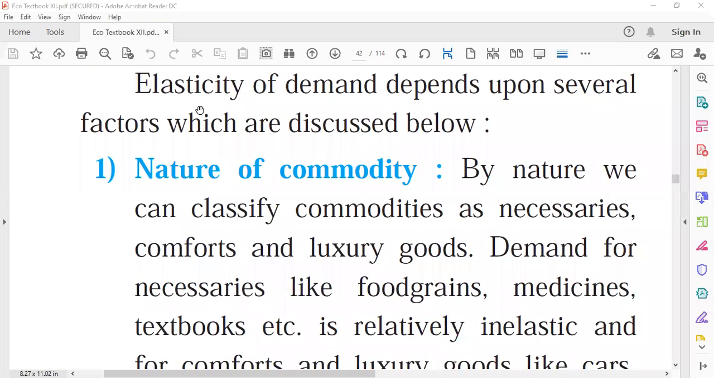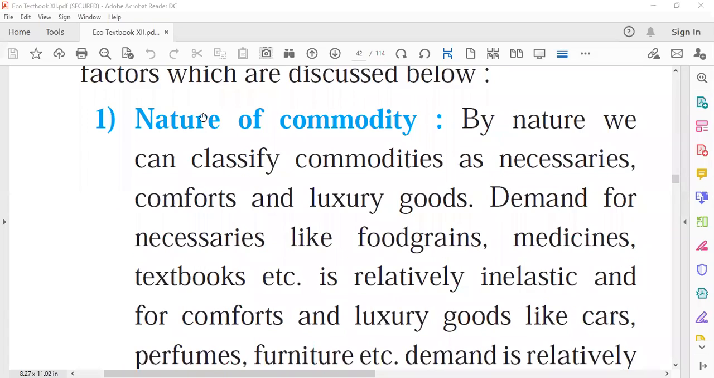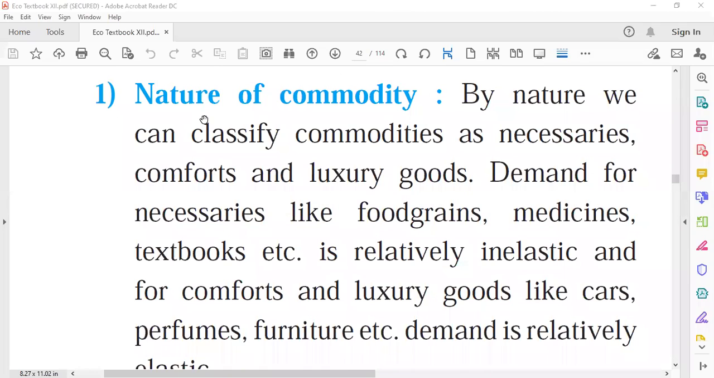Now we'll see that there are a number of factors which affect the elasticity of demand. So the elasticity of demand depends on different factors. First one is the nature of commodity. What does elasticity depend on? The nature of commodity, that is, what kind of goods it is. What kind of goods means whether the goods are durable goods or perishable goods. Is the commodity durable or perishable?